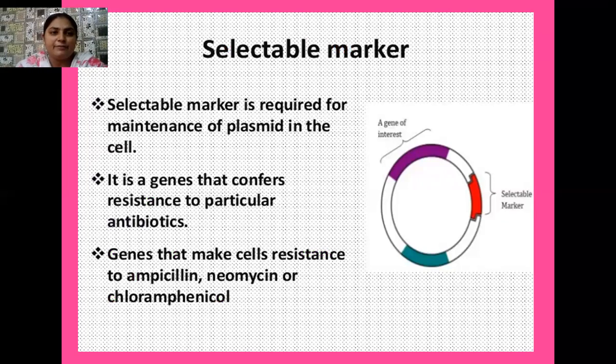Yes, students, here I have shown you the selectable marker. The selectable marker is required for maintenance of the plasmid in the cell. It is a gene that confers resistance to particular antibiotics. That means the genes that make the cell resistant to ampicillin, neomycin, or chloramphenicol.